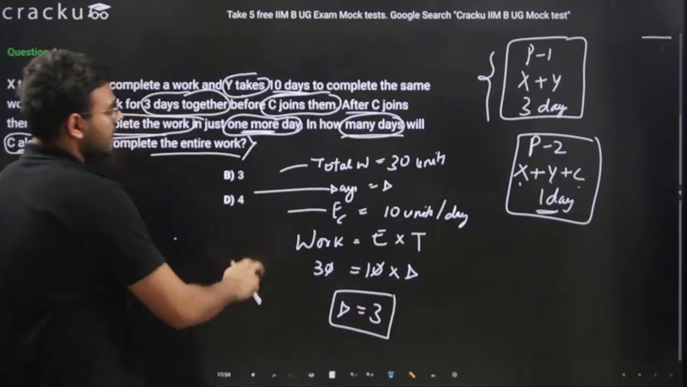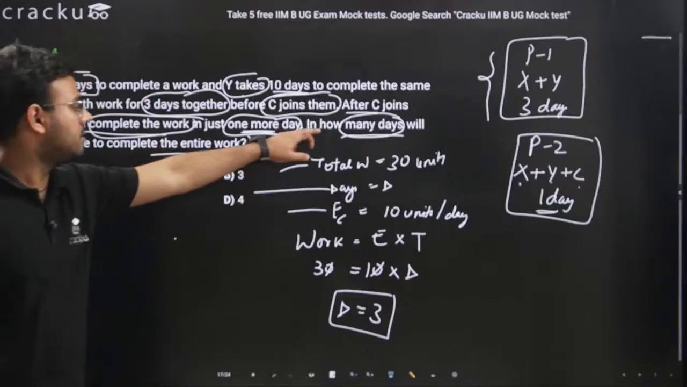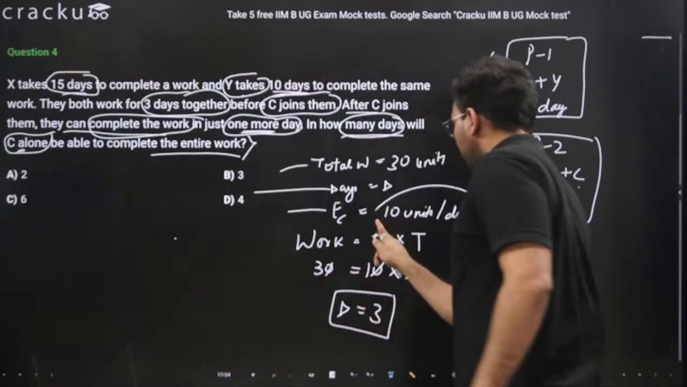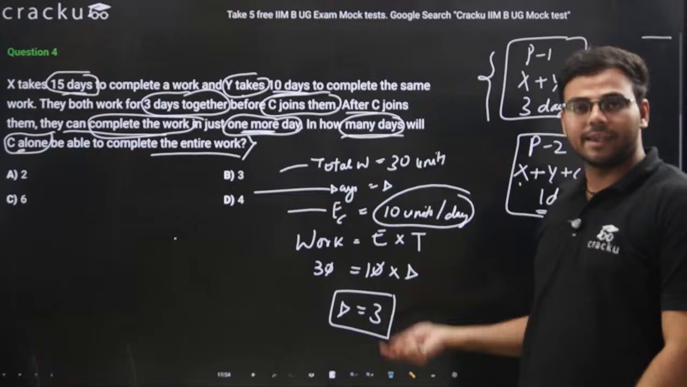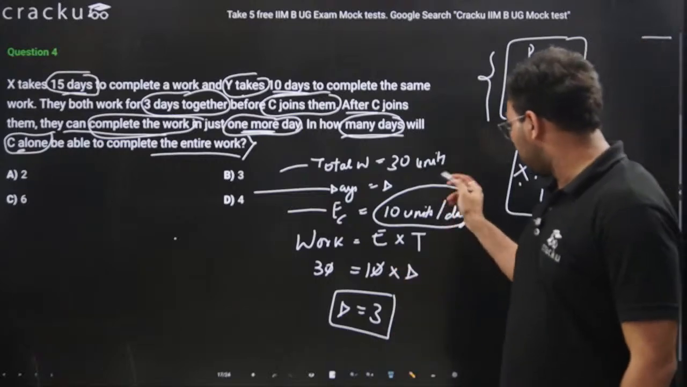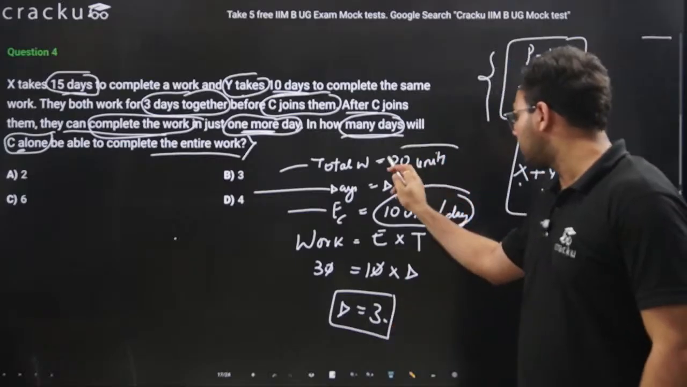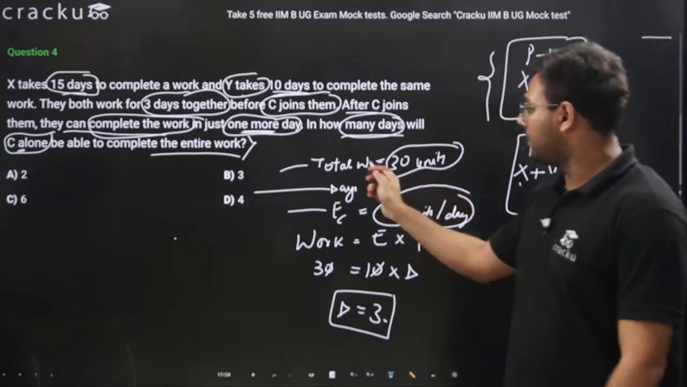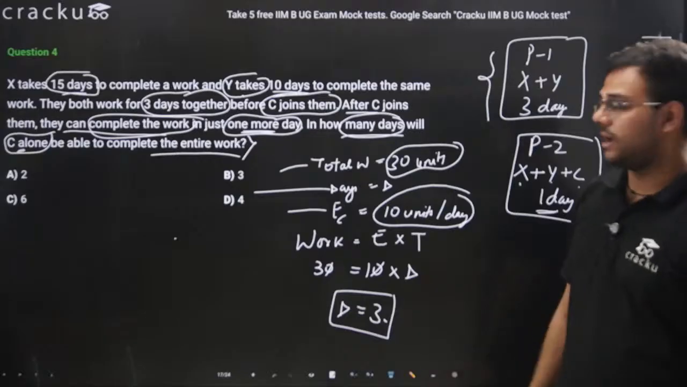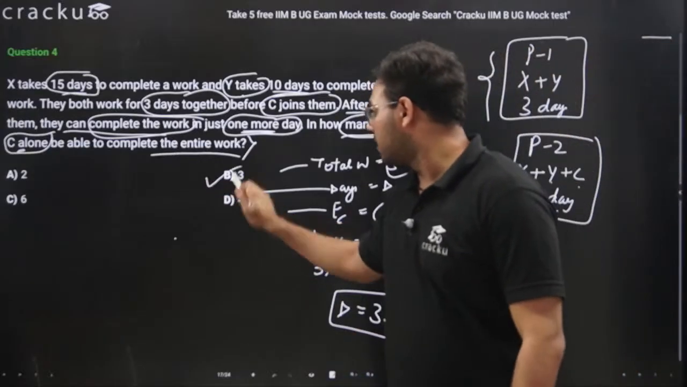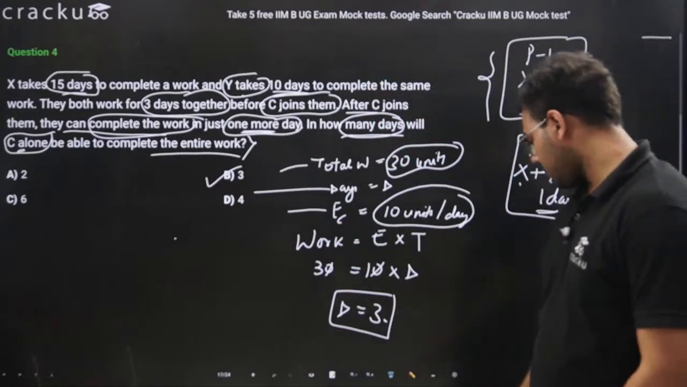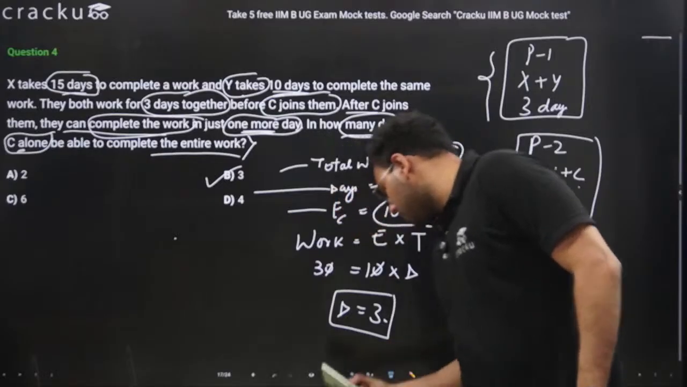This means that if C is working alone, at 10 units per day, it will take him D days, that is 3 days, to complete this 30 units of work. So in how many days will C alone be able to complete the entire work? The answer is option B, which is 3. If you have any doubt in this one, you can ask.